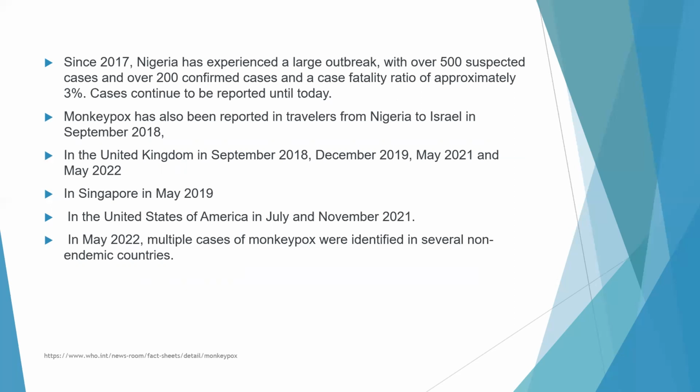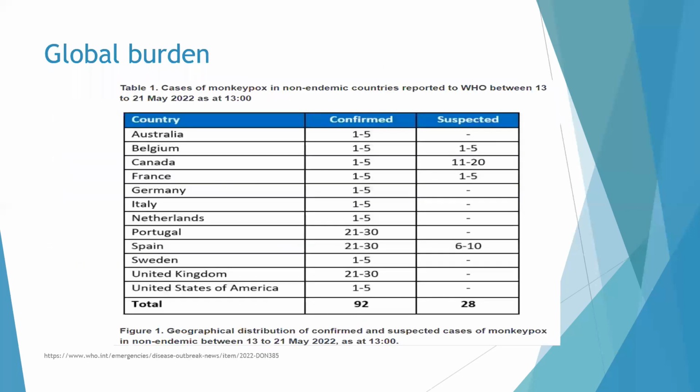Similarly, there were traveler-related monkeypox cases in the United Kingdom in September 2018, and cases have been reported in 2018, 2019, 2021, and 2022. Similarly, in Singapore in 2019, and in the United States of America in July and November 2021. But in May 2022, multiple cases of monkeypox were identified in several non-endemic countries, and Pakistan has been on high alert since then.